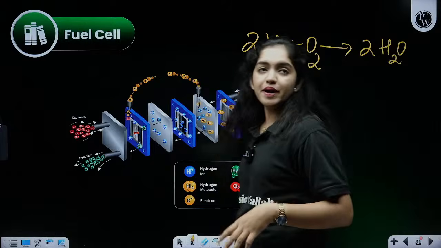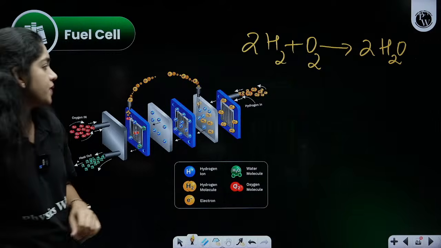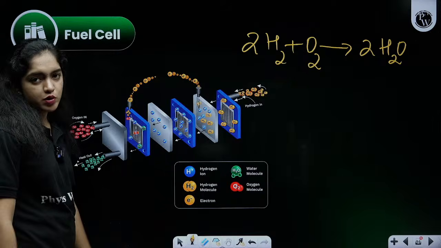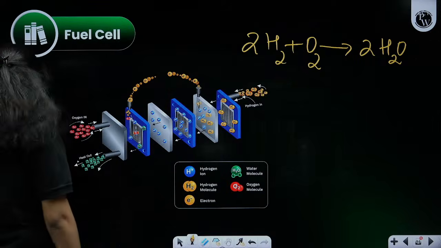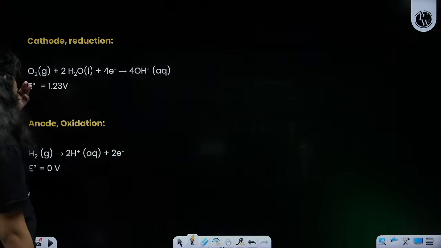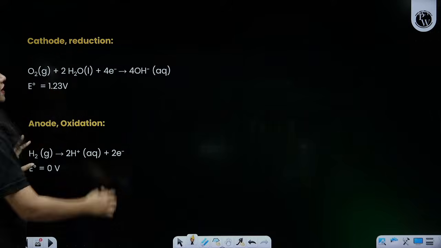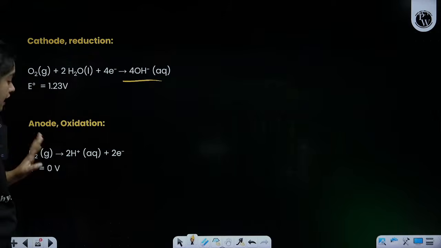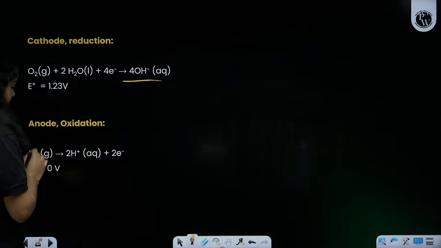So it will combine to form water. H2 plus O2 will give water, H2O. So that is happening inside the fuel cell, and it is a less polluting cell. There is no pollution for the fuel cell because the product is what? Water. So there won't be any pollution. Okay. So cathode reaction and anode reaction is given. Oxygen plus 2H2O plus 4 electrons gives 4 hydroxide, OH minus. In the anode, what is happening? Hydrogen, that is, H2 gives 2H plus plus 2 electrons. Okay, this is the final reaction.